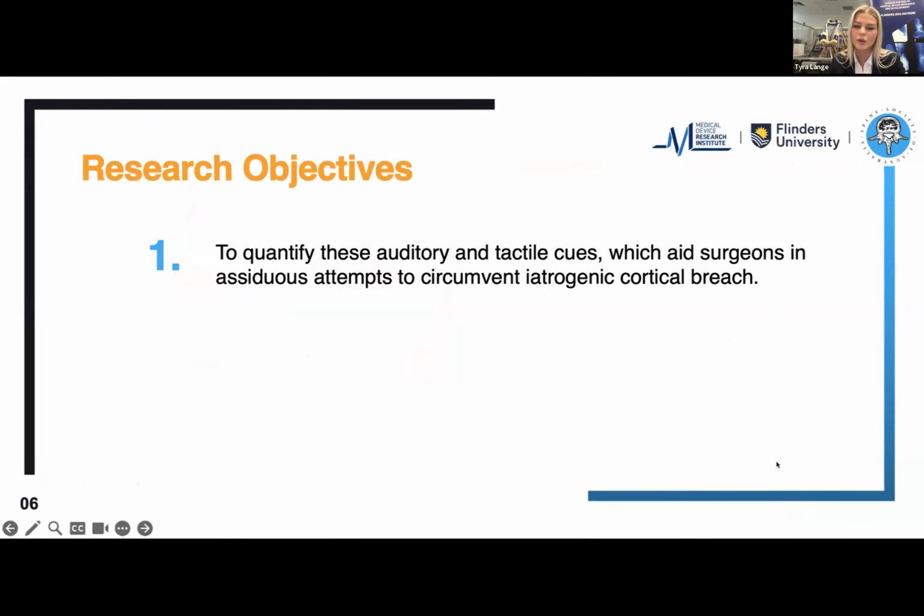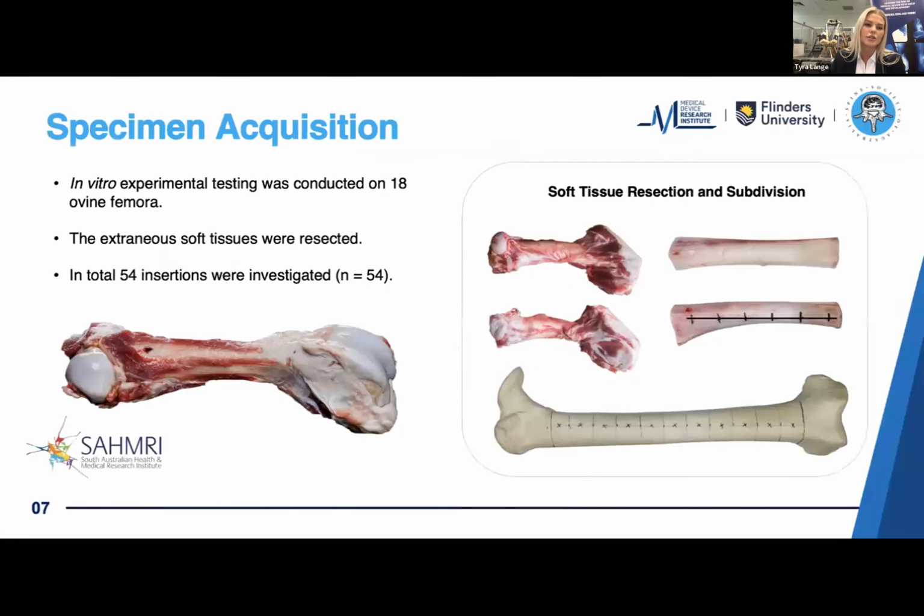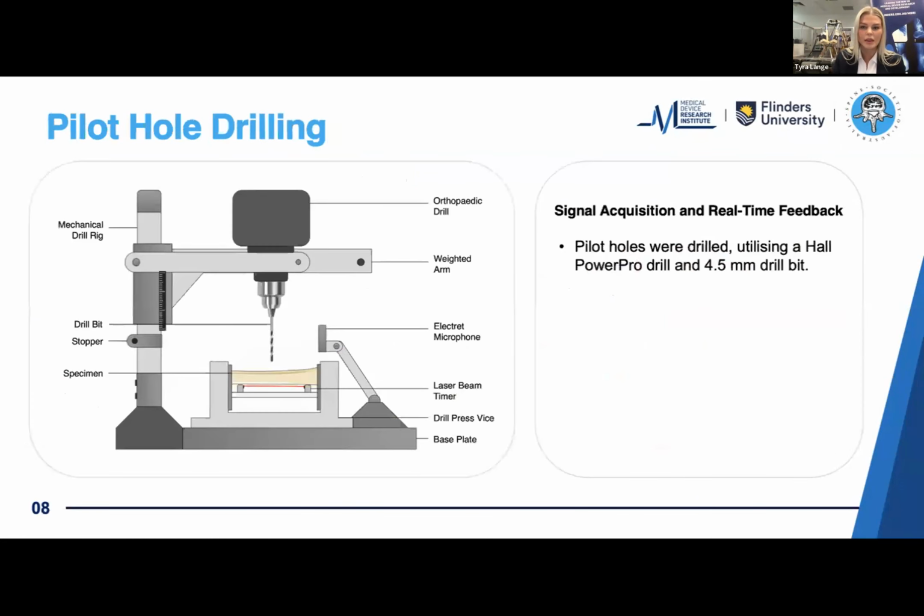So this study aimed to quantify these auditory and tactile cues, which aid surgeons in assiduous attempts to circumvent iatrogenic cortical breach. And it furthermore aimed to confirm that high amplitude acoustic emission and insertion torque are directly correlated to cortical breach. So in vitro experimental testing was conducted on 18 fresh frozen ovine femora. Prior to use, the extraneous soft tissues were resected and these specimens were subdivided to allow a total of 54 individual insertions to be investigated.